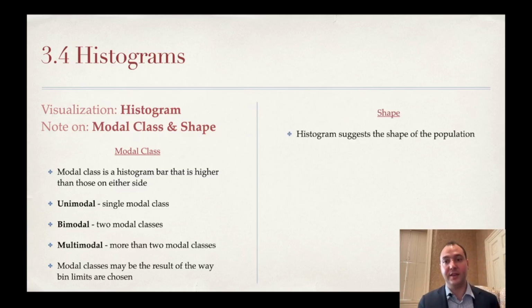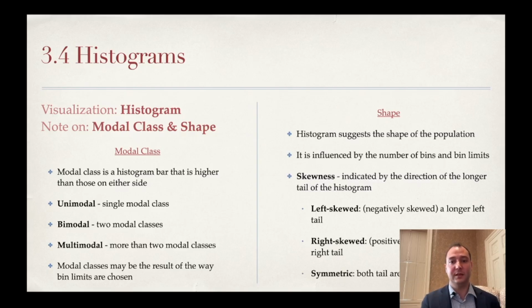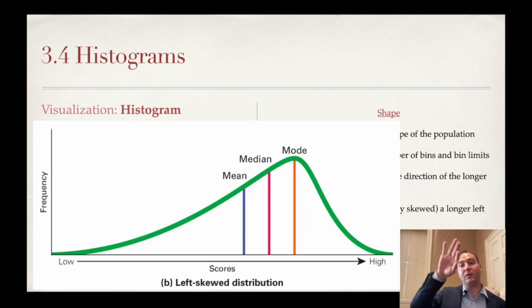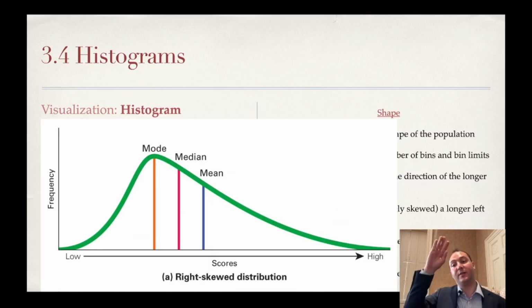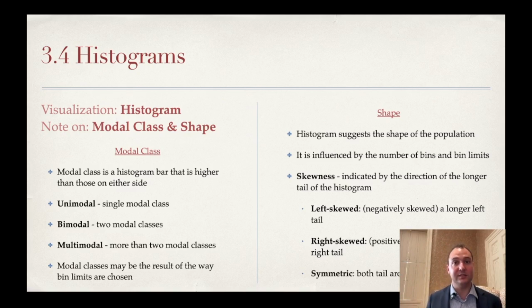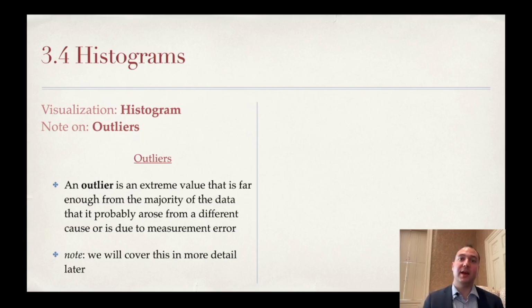We also have shape. The histogram suggests the shape of the population. It's influenced by the number of bins. Skewness refers to the unequalness of each side of the data. Okay, so left skewed means you have a long left tail. Right skewed means you have a long right tail. Symmetric means your distribution is equal on both sides. Outliers means that you have some individuals that are very far from the central tendency of your data. In other words, you might have a value that's very far from the average of your data. We call that an outlier.